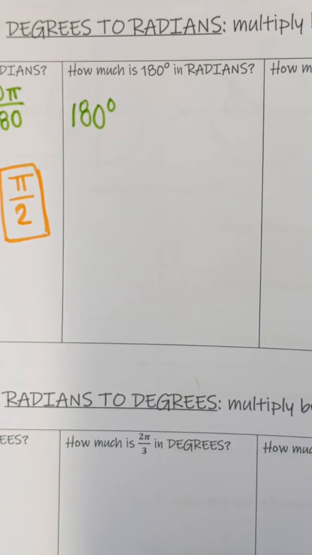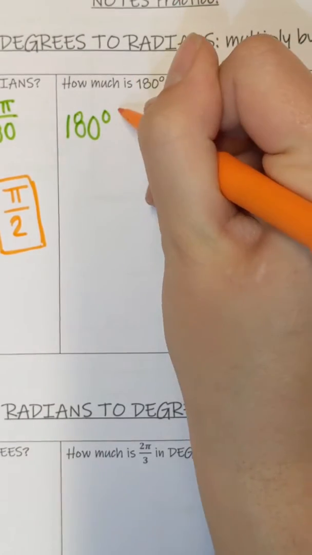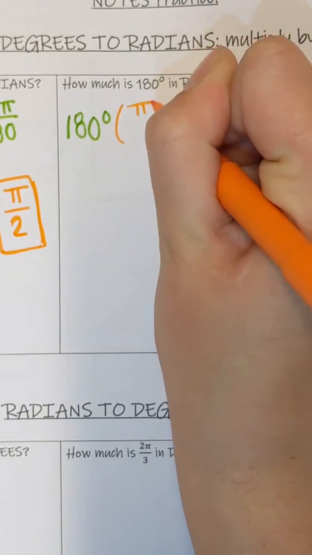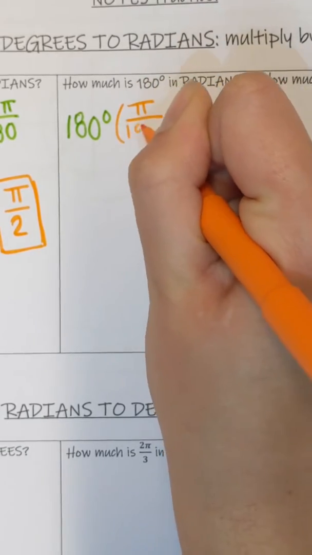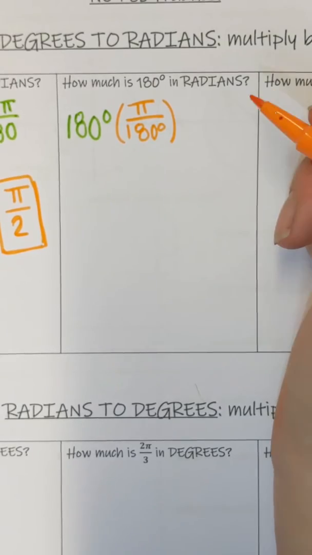Okay guys, let's go ahead and try the second example, and this one's even easier than the first. So it's the same process. We start with 180 degrees, and we're going to multiply by our conversion tool just like we did before, pi divided by 180. And then we don't even have to simplify on this one, right?